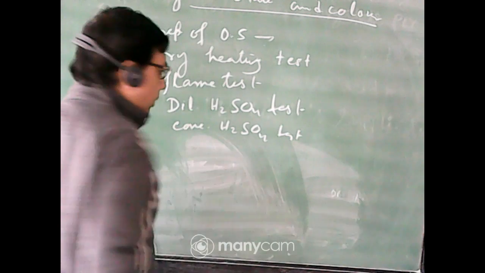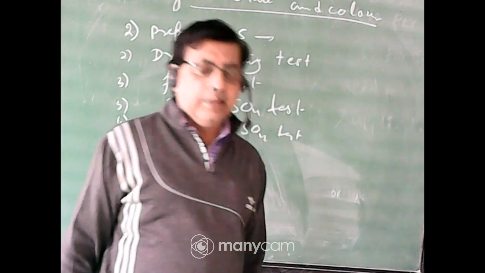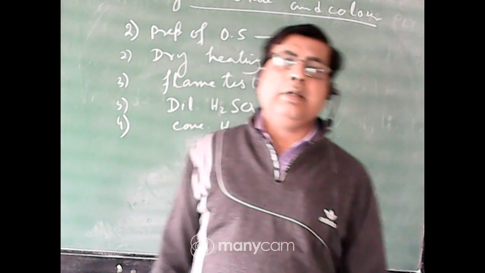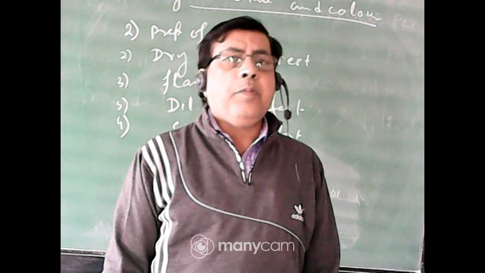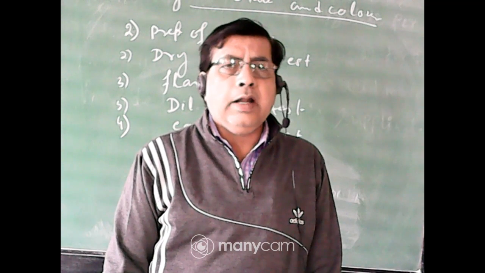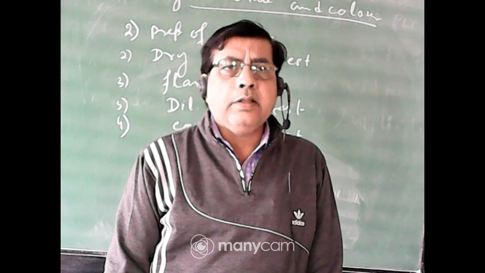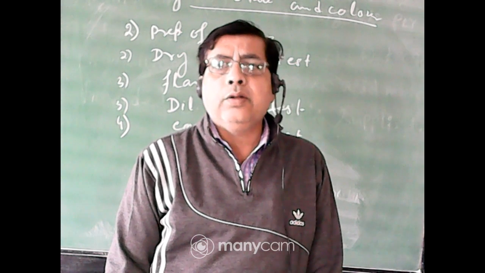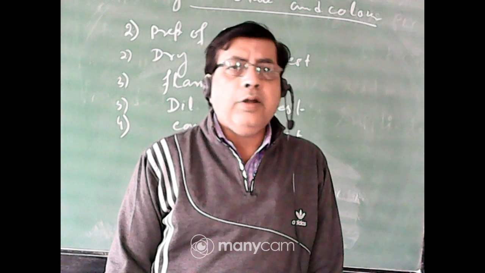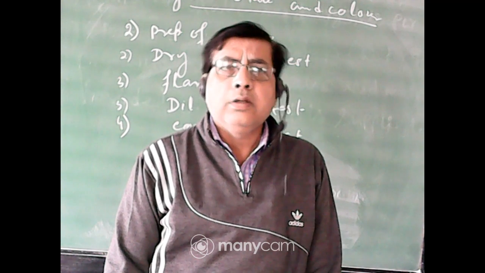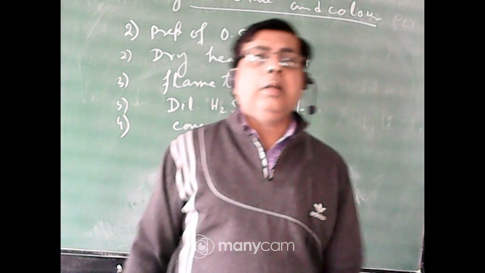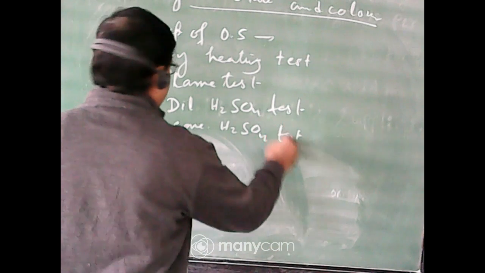Number 4, concentrated sulfuric acid test. The given solid sample is taken in a dry test tube and add few drops of concentrated sulfuric acid. If a pungent odor is formed, colorless gas is evolved, then Cl minus. একটা reddish brown gas is evolved, then Br minus or NO3 minus. একটা violet gas is evolved, তাহলে I minus. সো যেটা observation হবে সেটা লিখতে হবে, নাহলে কোনো absent আছে. So this is the concentrated sulfuric acid test.